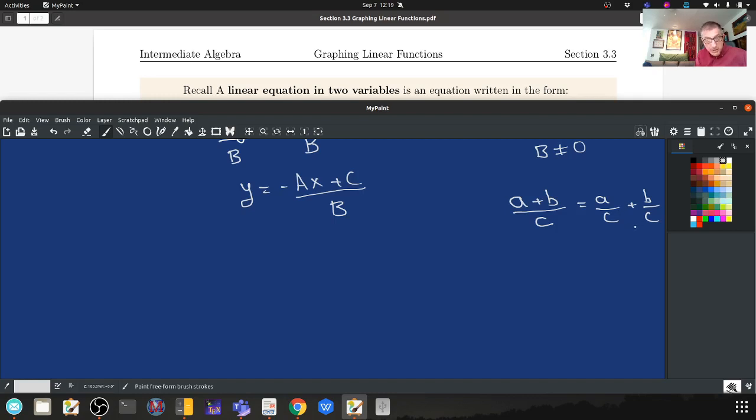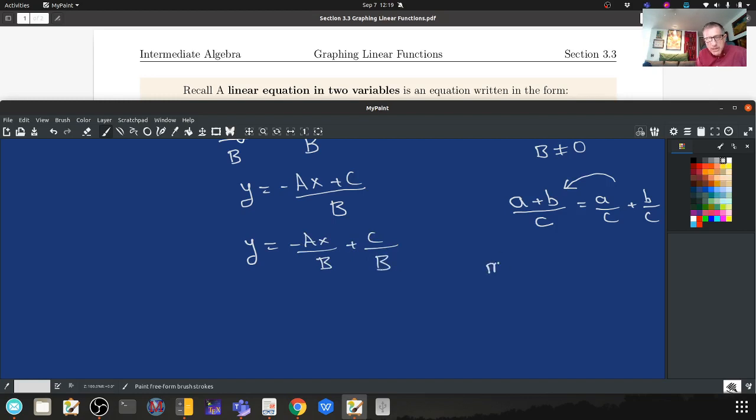And how is it that we can add them? Well, we have to have a common denominator. They both have to have the same denominator, c. And once we add them, all we do is we just write a division line over the common denominator c, and then just add the numerators. So I'm going to do the reverse process of this up here. This gives me y is equal to minus ax over b plus c over b.